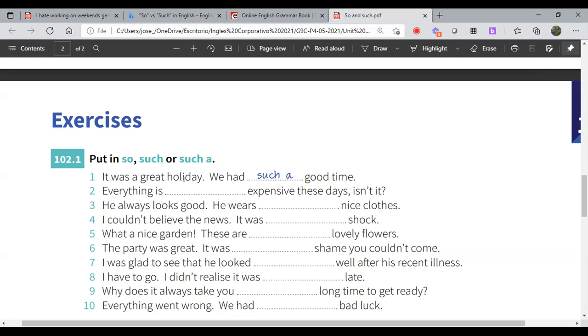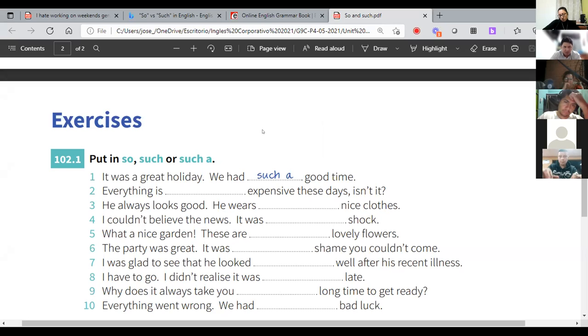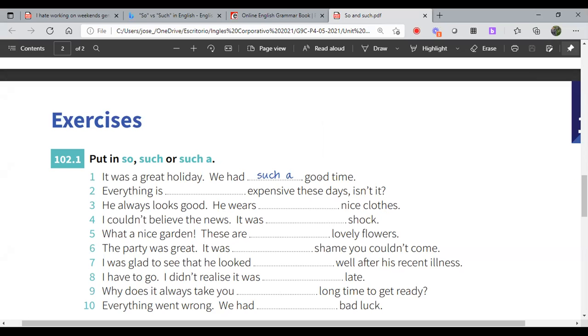All right, the first one. It was a great holiday. We had such a good time. Cuando utilizamos el such, tiene que estar el atributo o adjetivo y la cosa, objeto o persona a la que nosotros nos estamos refiriendo. Remember that, please. Cuando ocupamos such, tiene que estar todo el contexto. Cuando ocupamos so, solamente un atributo, un adjetivo calificador, si usted lo puede llamar así.